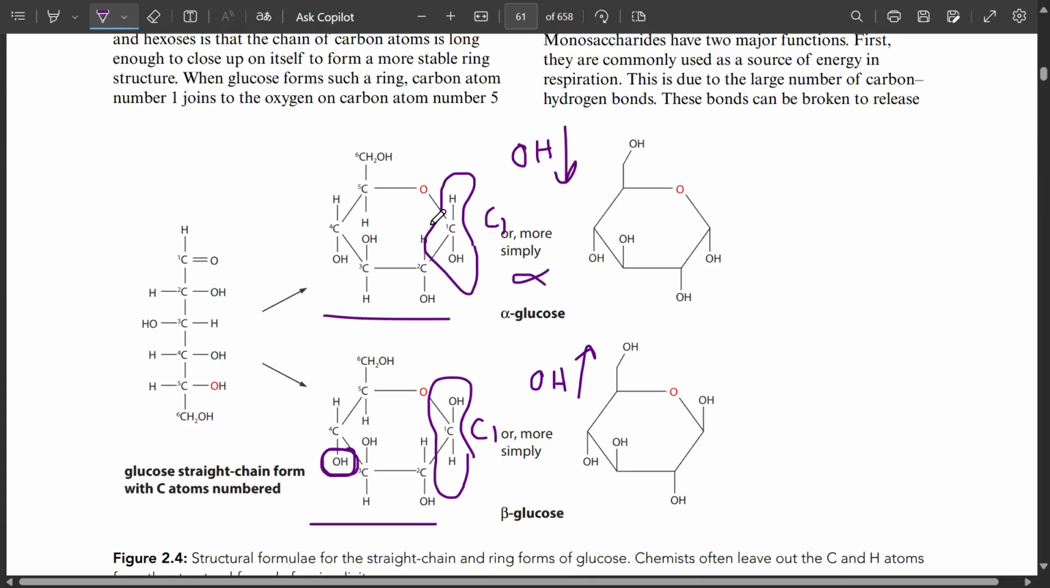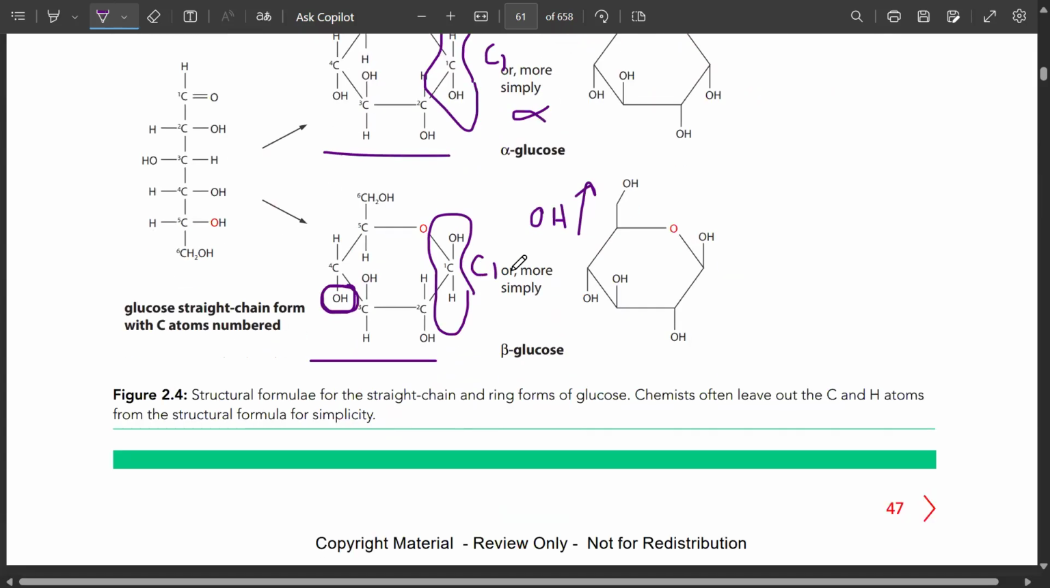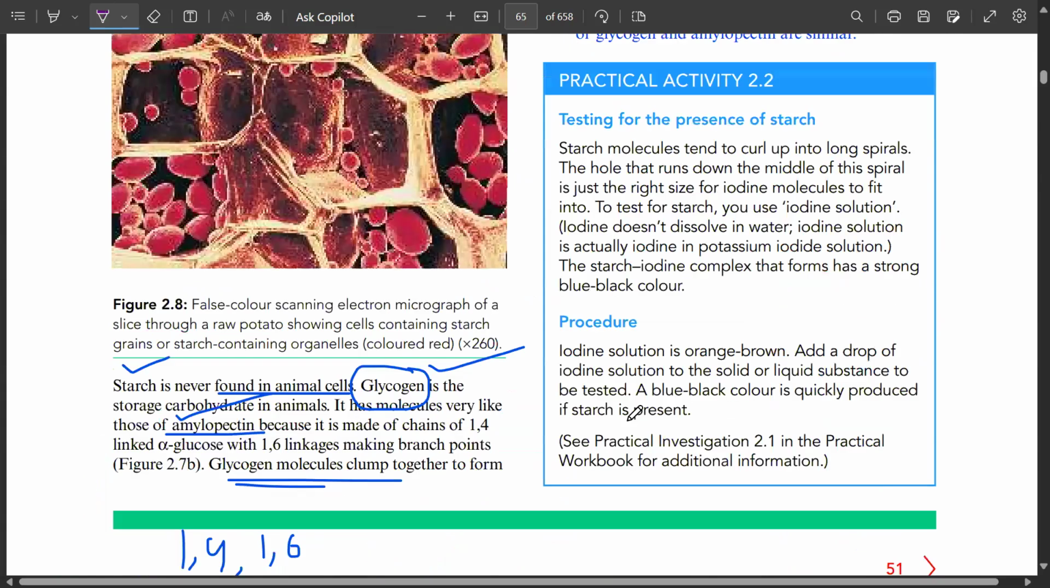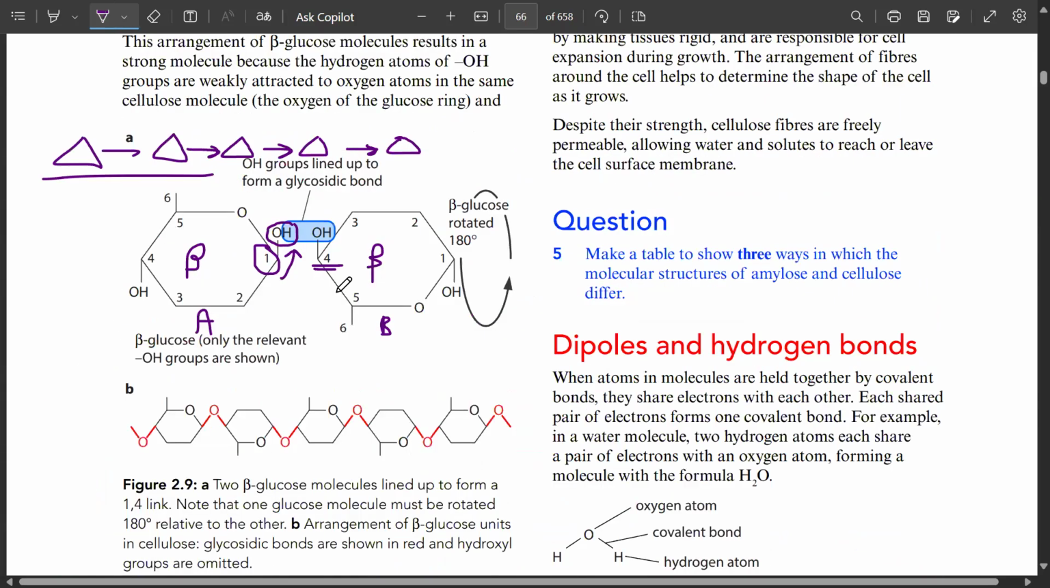So if a beta glucose has to bind with a beta glucose, how can the OH? Now the beta glucose's OH on carbon number 1 is on top, and the next molecule would be touching with the carbon number 4. Its OH is below the plane. So that is why every alternate molecule of beta glucose is flipped in the cellulose molecule. Tell me if you've got it.